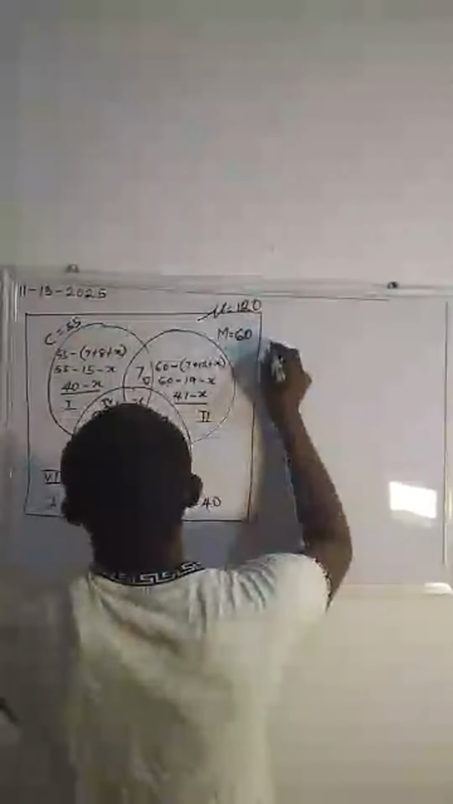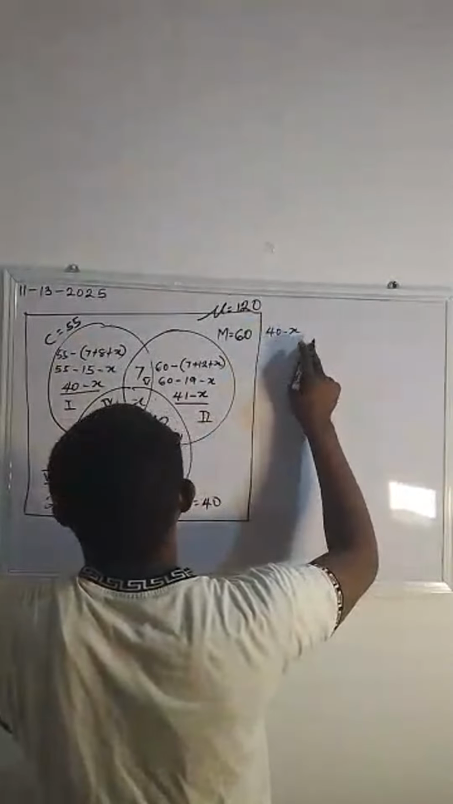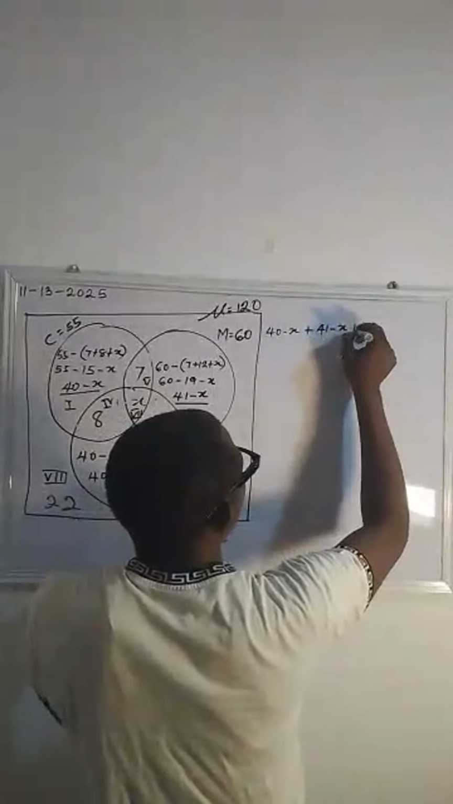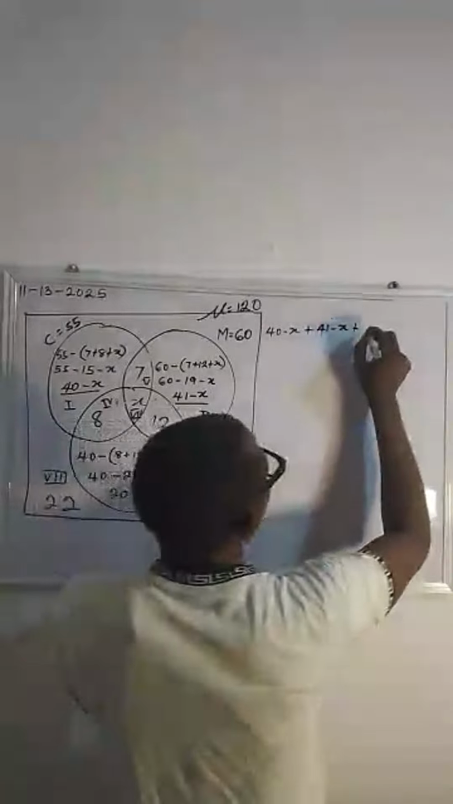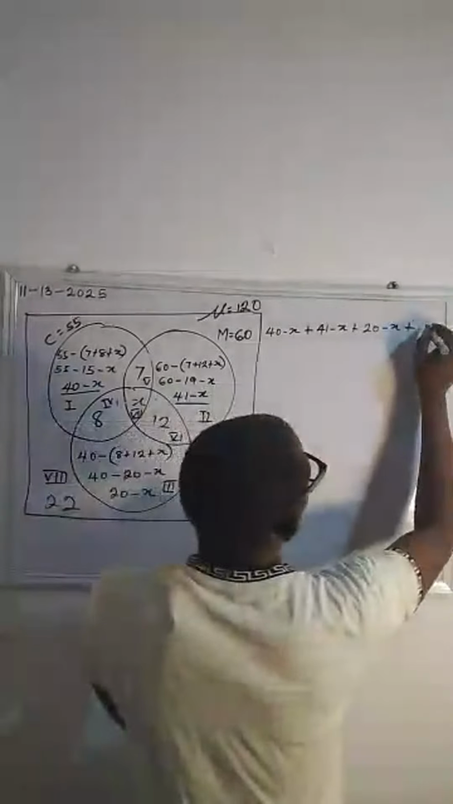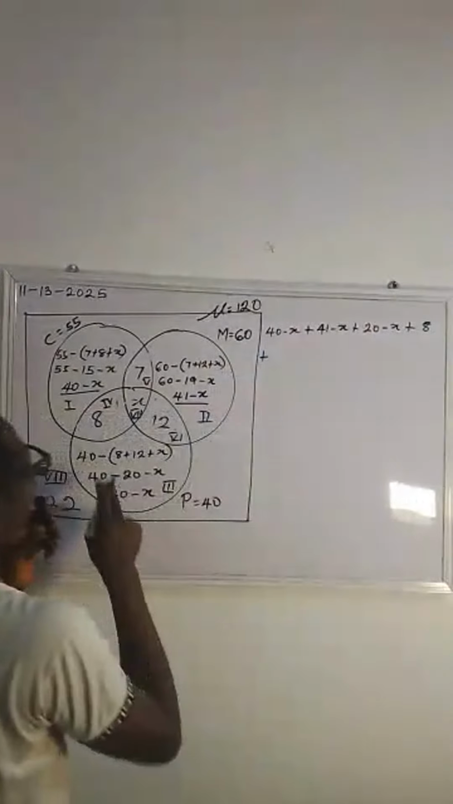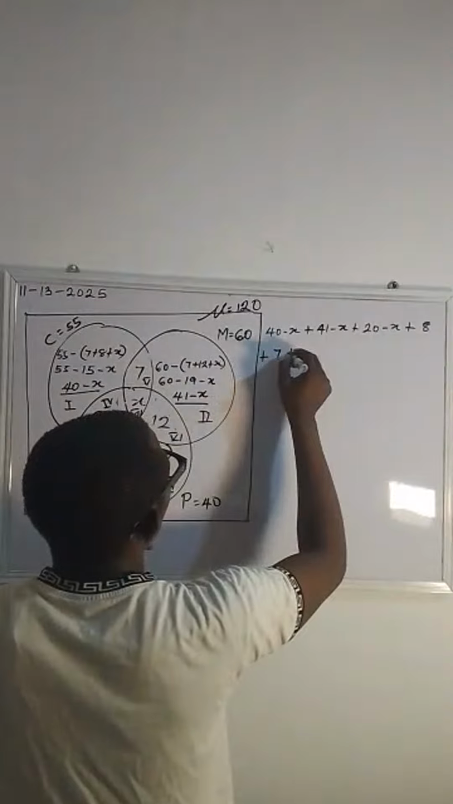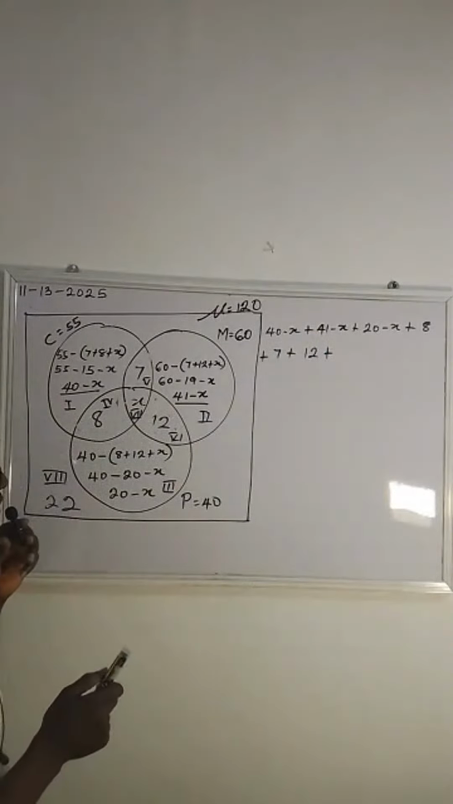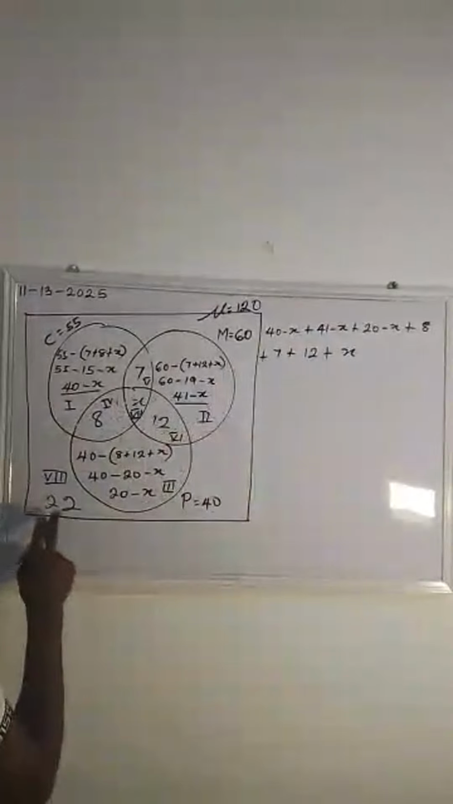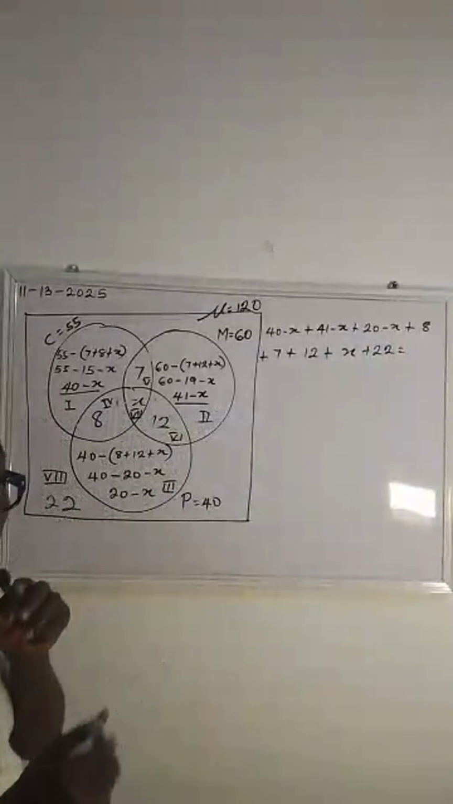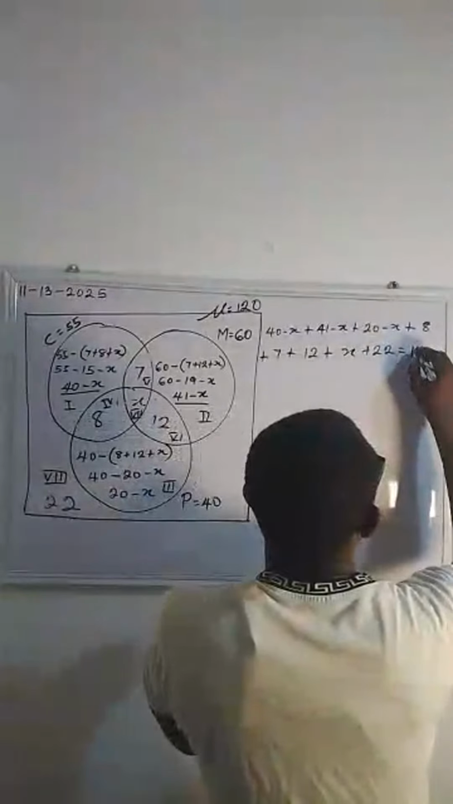So we have part 1, which is 40 minus x, plus part 2, that's 41 minus x, plus part 3, that is 20 minus x, plus part 4, which is 8, plus part 5, that is 7, part 6, that is 12, part 7, that is x, and part 8, that is 22. Now you equate everything to 120.